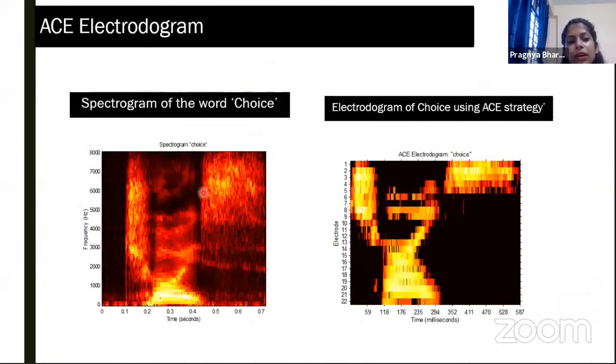Okay, so this is the electrodogram of the word "similar," as we had seen earlier for the word "choice." Here, I believe it looks like there is better spectral resolution. I think the temporal resolution is more or less similar to this strategy, but the spectral resolution is better, or smoother, compared to the CIS strategy.